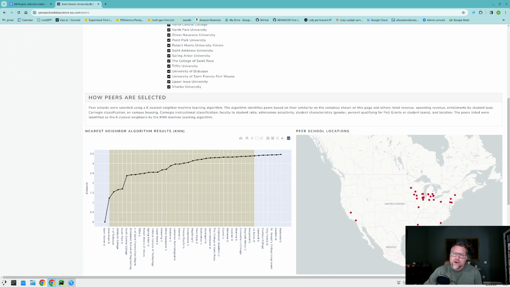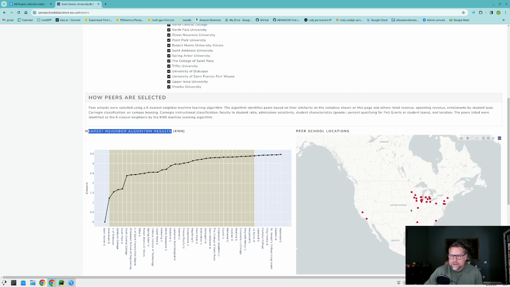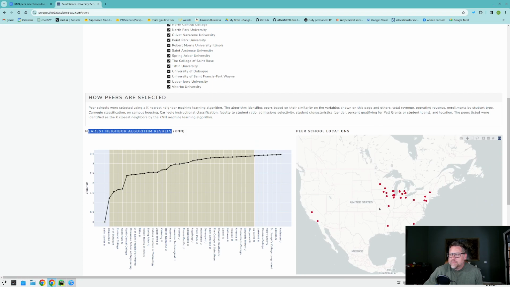What I'm going to show you in this video is how we generate this nearest neighbor algorithm distance measure to come up with the peer sets. You can see the result here and where they're located in the country. It actually turns out to be one of the variables that we have in the KNN algorithm. Some schools are really regional in focus, so we put in metrics of how close other schools are to the same market.